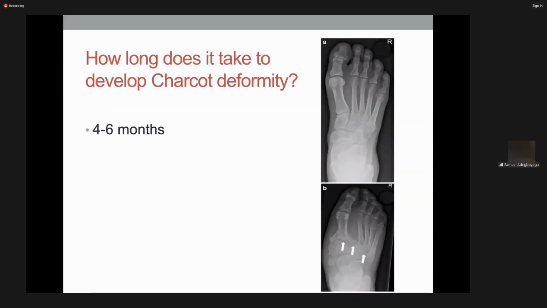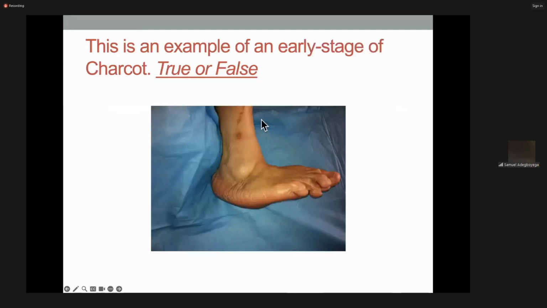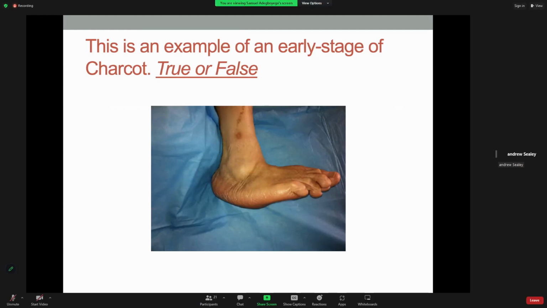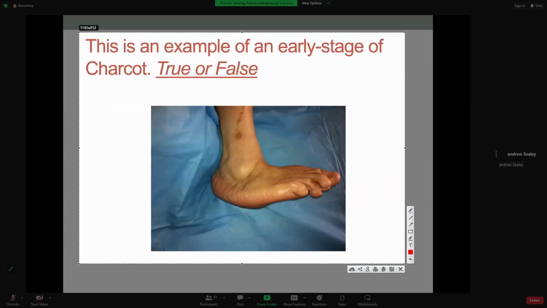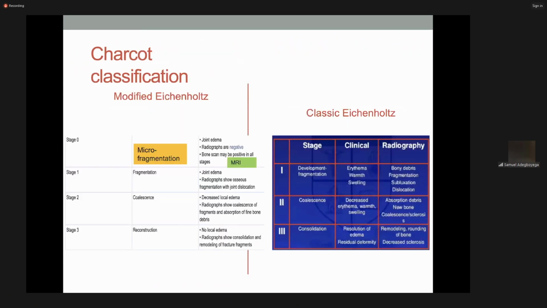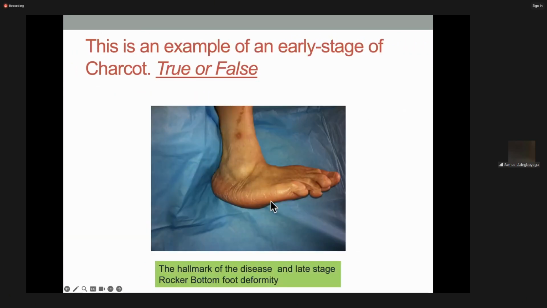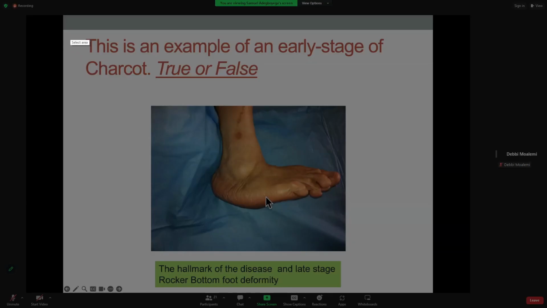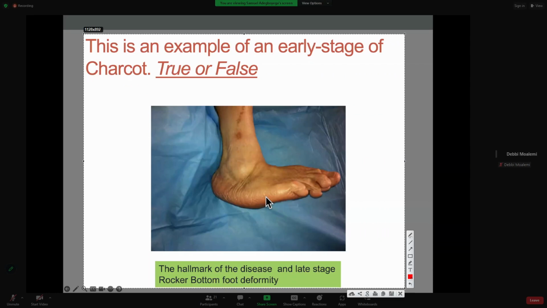How long does it take to develop Charcot? 4 to 6 months. Okay, got it. True or false? This is stage 1. Ankle holds. Why is it false? Even rocker bottom foot. So here's rocker bottom, that's stage what? Stage 3, right? That's right. True or false? Rocker bottom foot is the late stage. True. That's right. Okay.